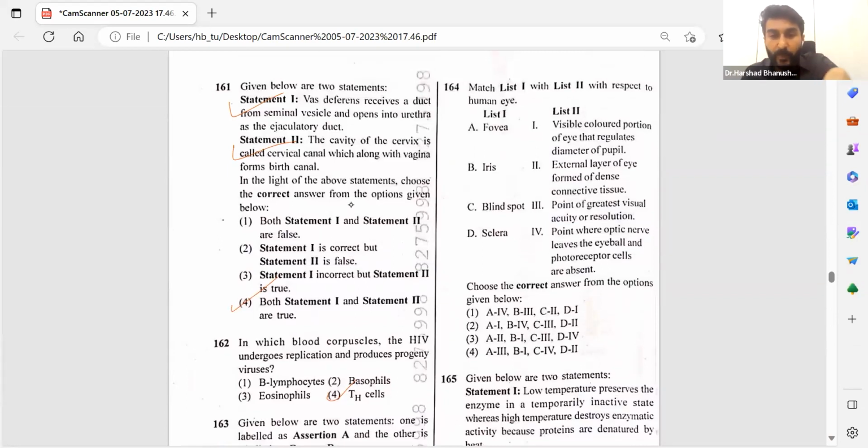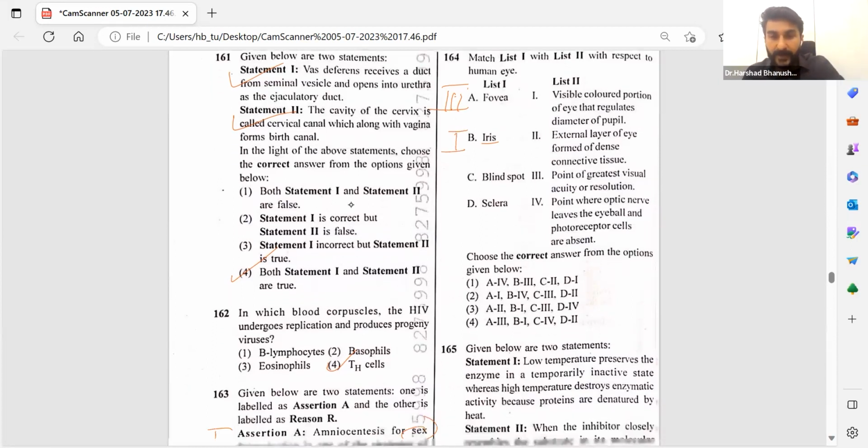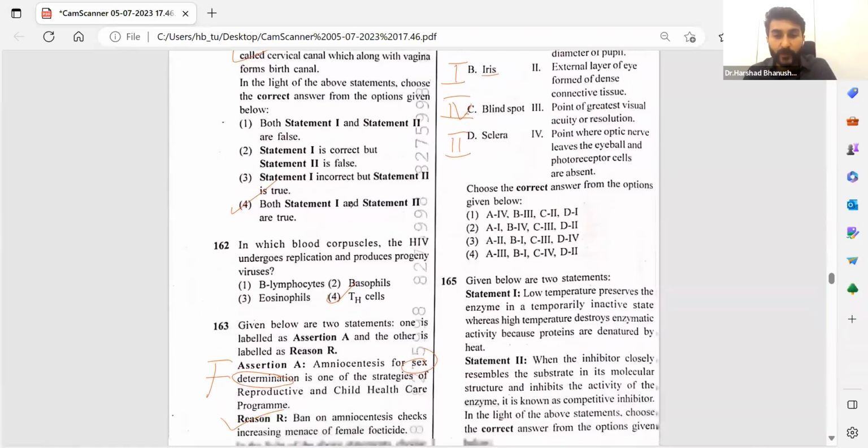Okay, fovea is the point of greatest visual acuity. So A would be 3. Iris is the one which regulates the pupil. So B would be 1. Blind spot is where the optic nerve leaves. So C4. And sclera is the external layer. So D2. 3142. Our option would be option number 4. We go on to the next question.